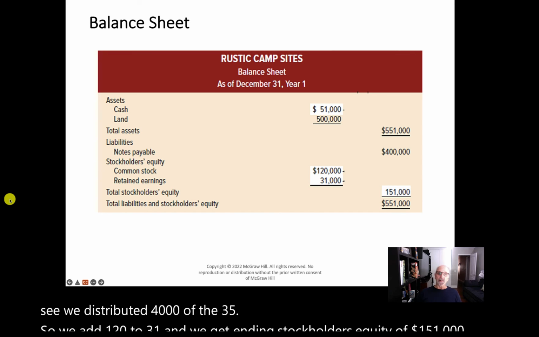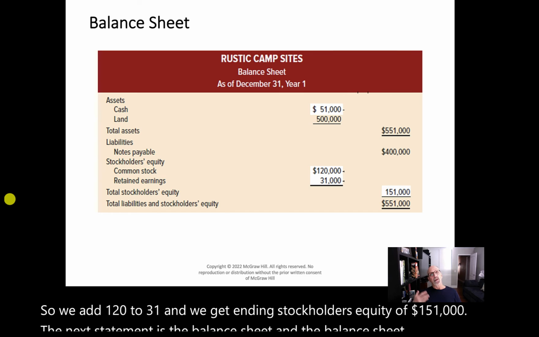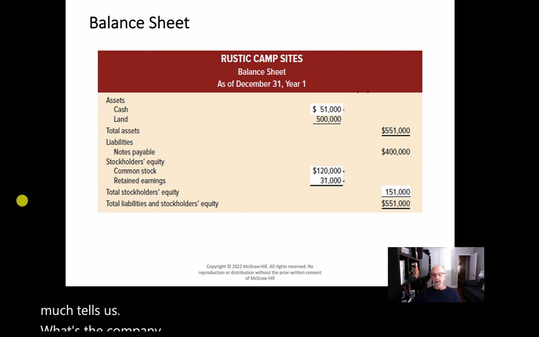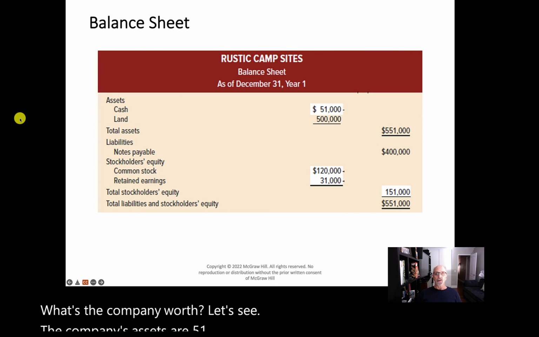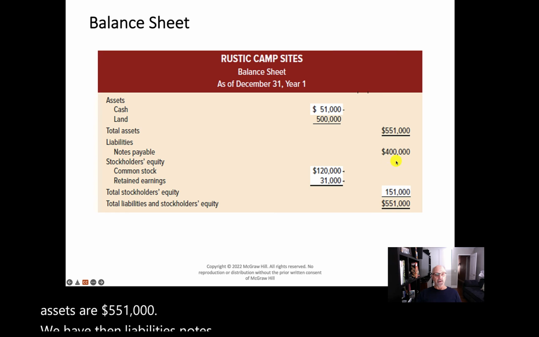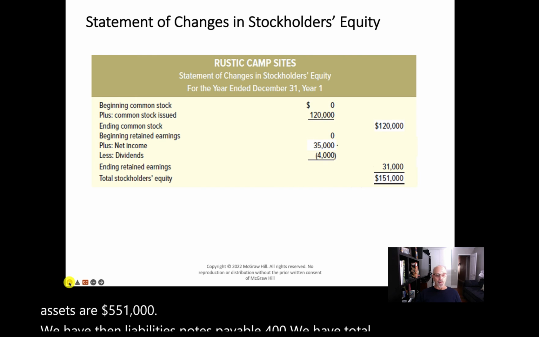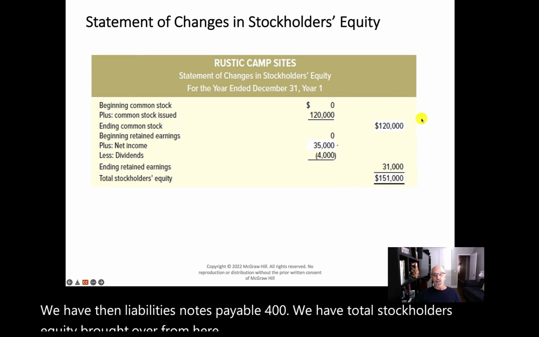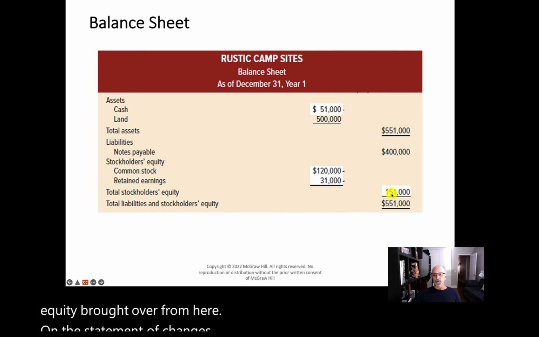The next statement is the balance sheet, and the balance sheet pretty much tells us what's the company worth. Well, let's see. The company's assets are $51,000 in cash, $500,000 in land, so their total assets are $551,000. We have then liabilities, notes payable $400,000. We have total stockholders' equity brought over from here on the statement of changes of $151,000. So our balance sheet balances. Pretty cool. This is what accountants love to see. Everything works out nice and simple.